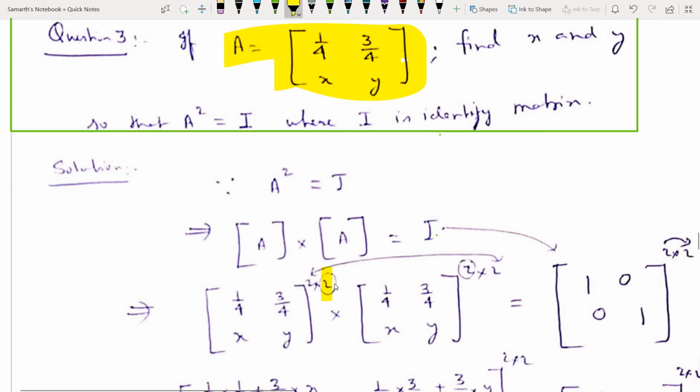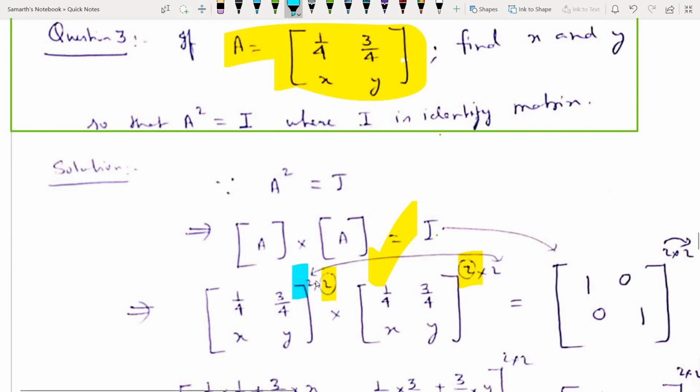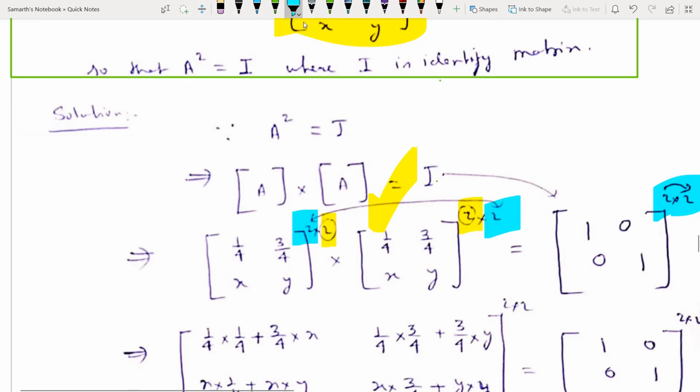So 1 upon 4, 3 upon 4, X and Y multiplied by the same, and you are getting the resulting matrix as an identity matrix. I have encircled 2 and 2. The number of columns of the first matrix, that is 2, is equal to the number of rows of the second matrix, that is 2. That means the product is possible. Then I have written the order of the resulting matrix as 2 by 2, because it is an identity matrix.